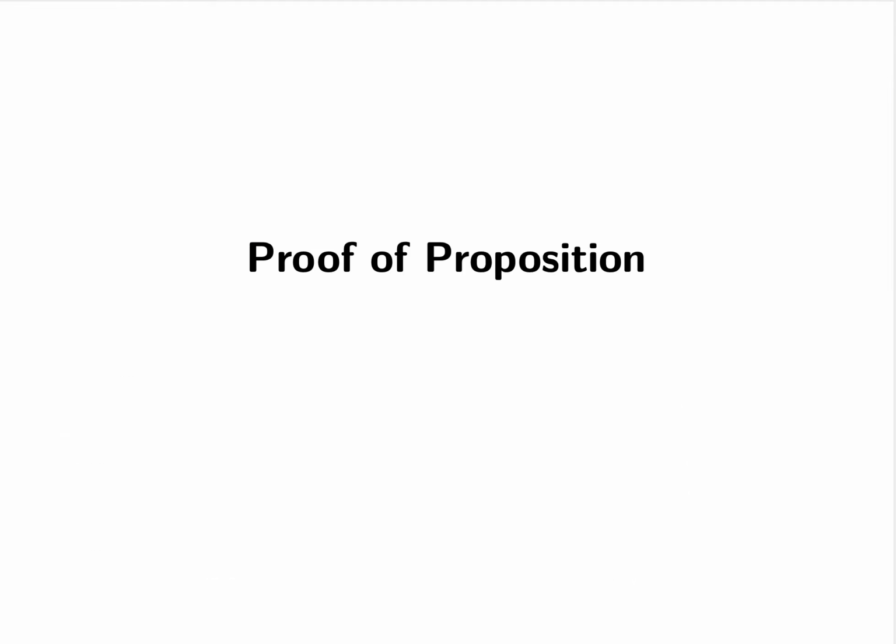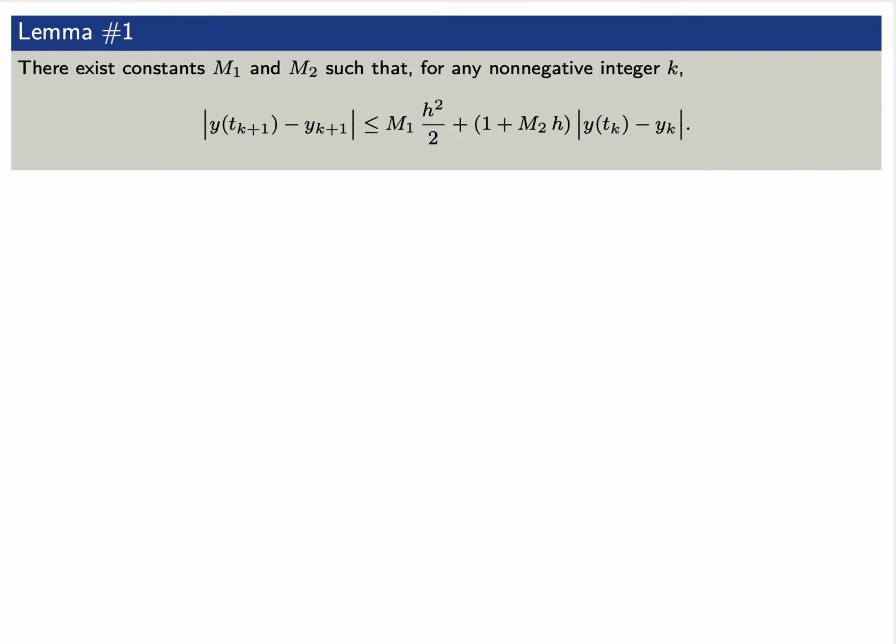Let's spend the rest of today's lesson going over the proof of this proposition. We're going to prove this by introducing a series of three lemmata. These are just simply smaller statements that we can combine together later to form a larger statement, such as the previous proposition. The first of our lemmata states, there exist constants m1 and m2 such that for any non-negative integer k, we have the inequality that you see here on your screen.